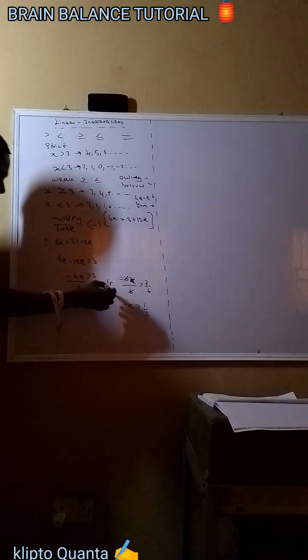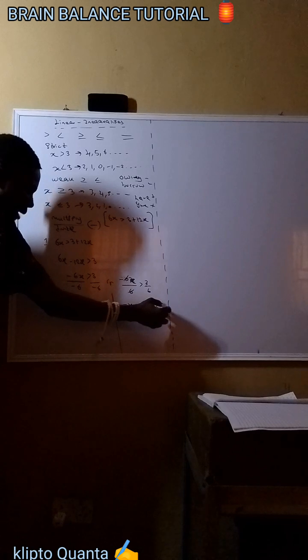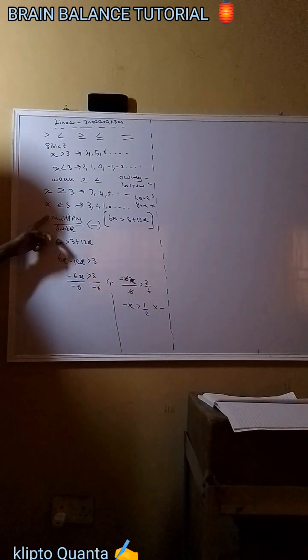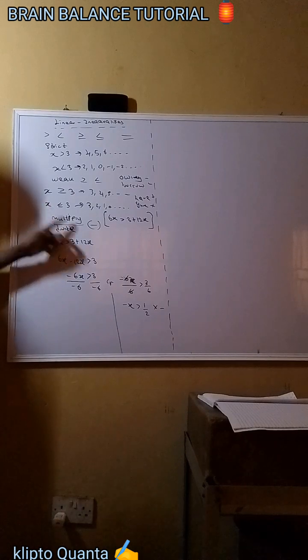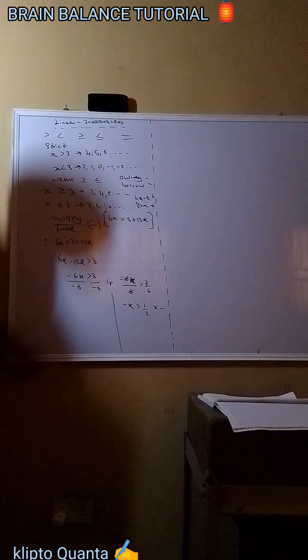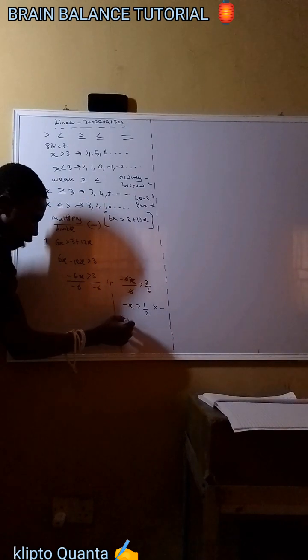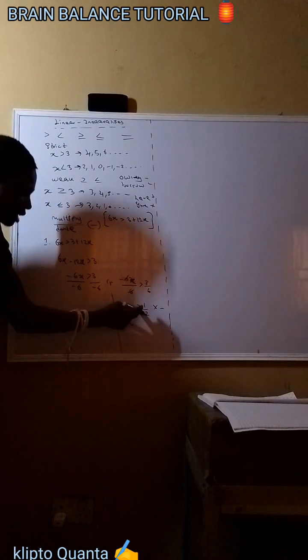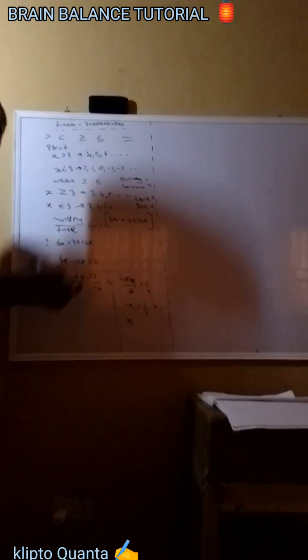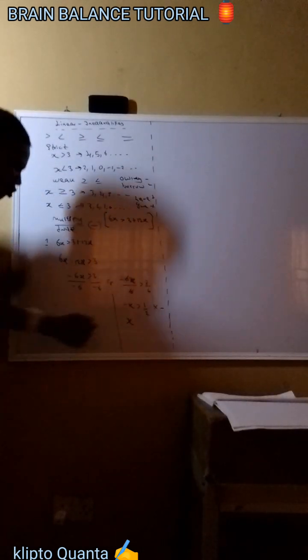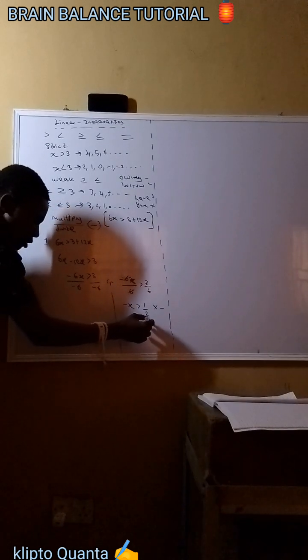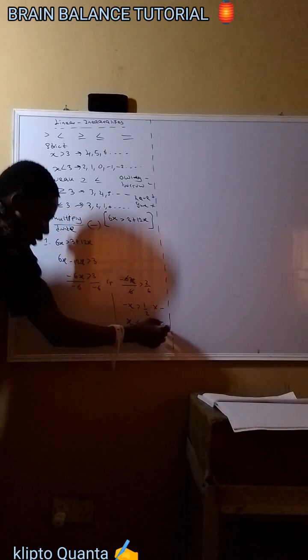So from here, I will just multiply everything by minus. And I remind you, whenever you multiply both sides by minus, the inequality sign changes. So multiplying this by minus gives me plus, that will be x. Then the inequality sign will change. If it's greater than, it changes to less than. If it's greater than or equal to, it changes to less than or equal to. So I'll be having less than minus 1 over 2, as you can see.